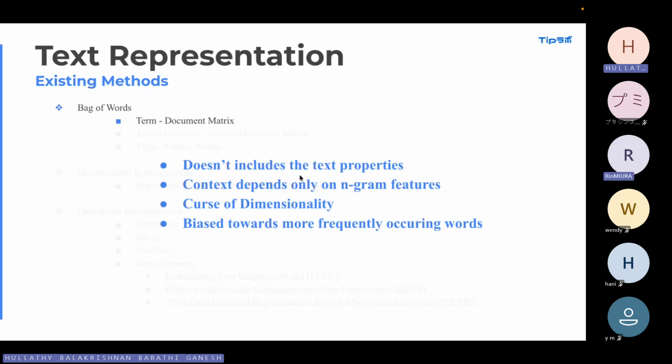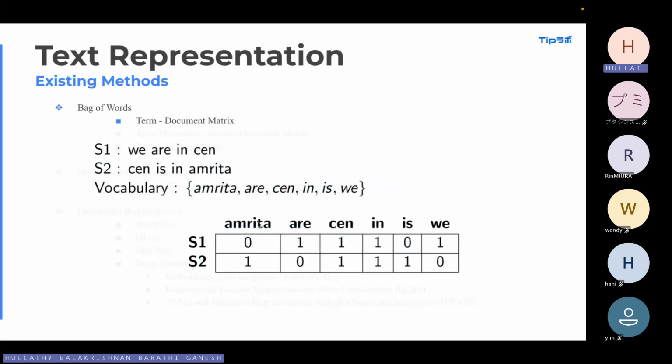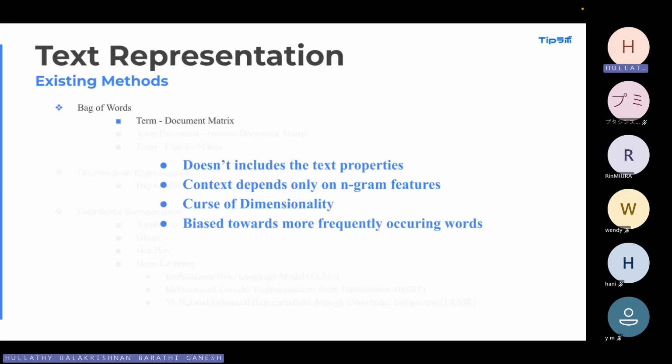It doesn't include the text properties which we described earlier, and the context depends only on the n-gram features. When we say n-gram, these are called unigrams, where we take only one word. We can take bigram, trigram, 4-grams, or up to n-grams, whichever we want. So only the n-grams will contain the context, no other things.